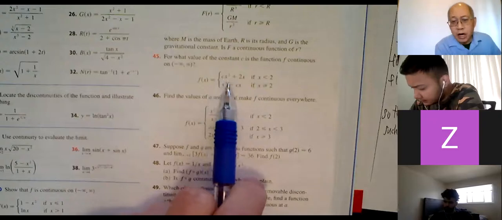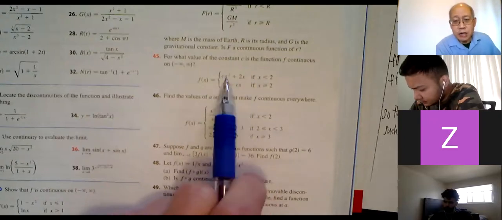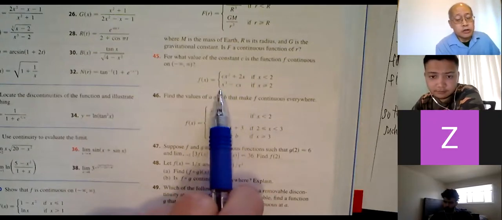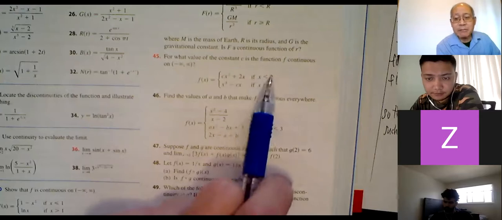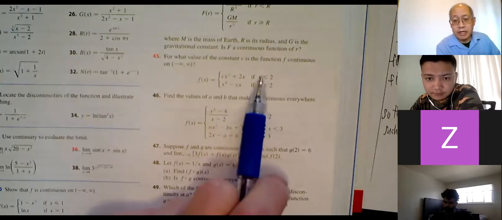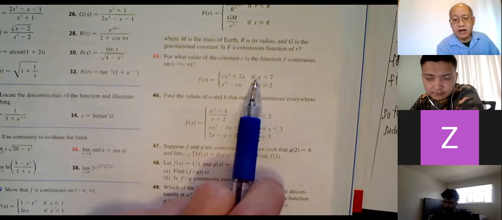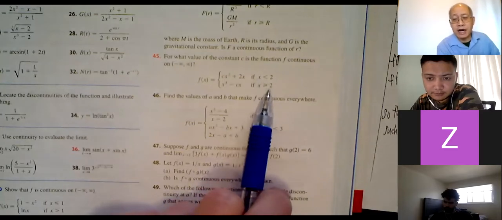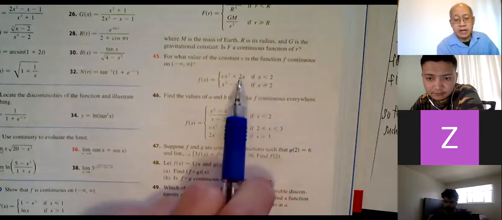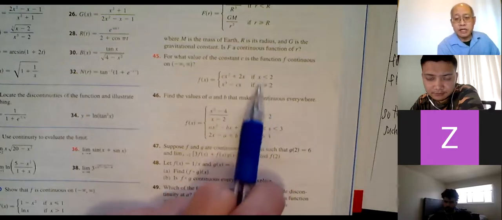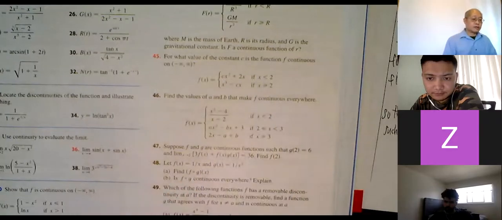Now, regardless of the value of c, this is a polynomial, and this is a polynomial. So it's going to be continuous everywhere except maybe at x equals 2, because it's piecewise defined. At every x value besides 2, whether 1, 0, -1, negative a million, positive a million, pi, e, square root of 2, it's going to be continuous. The only point in question is at x equals 2. All right, so how do you do that now?